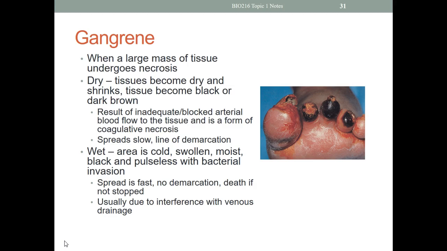Another type of gangrene not shown here is gas gangrene, and this is where we have bubbles of hydrogen sulfide, and this is due to infection of a particular bacterium.